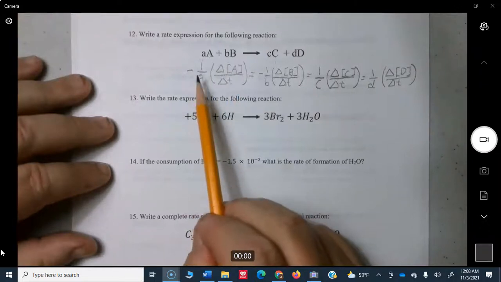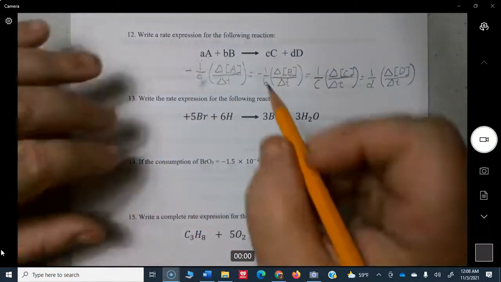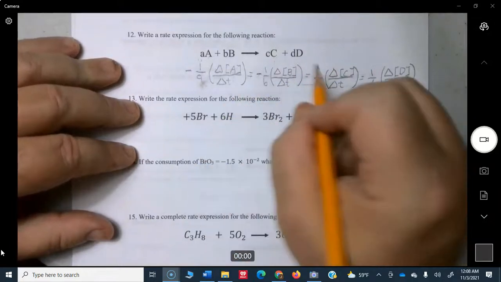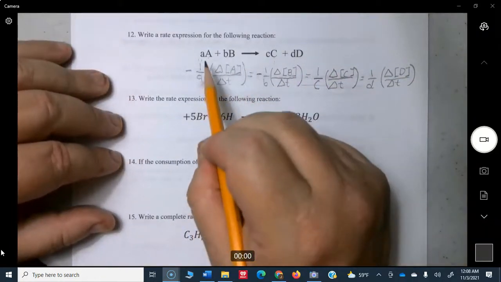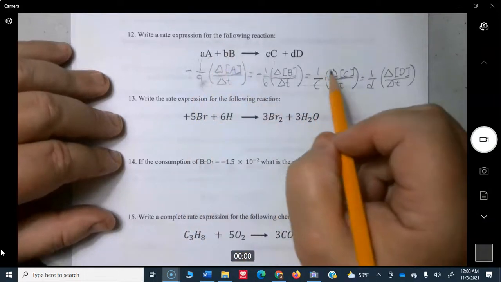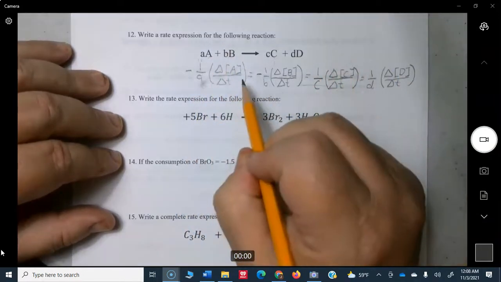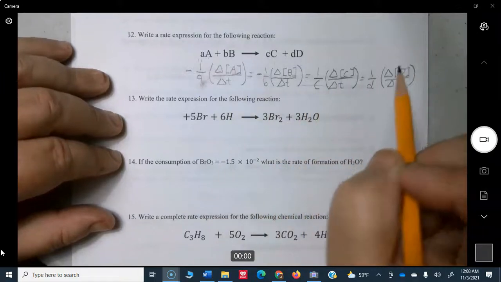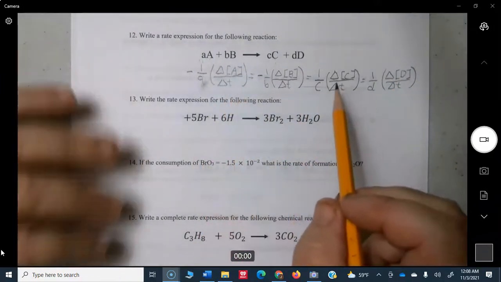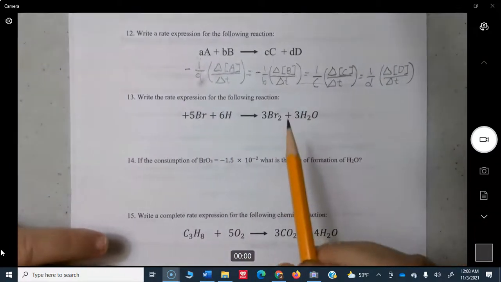Okay, and the small letters are the coefficients. So you simply take the reciprocal of the coefficient. Again, don't get too deep into why this works. Just learn how to mechanically put this together. And it's the negative reciprocal of the coefficient. It's negative on the reactant side. It's positive on the product side. And there's equal signs between all of them. So you can equate any rate of any product or reactant with the rate of any other product or reactant and therefore solve some problems.